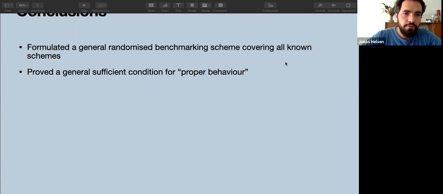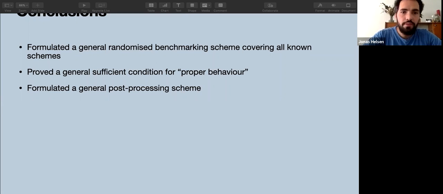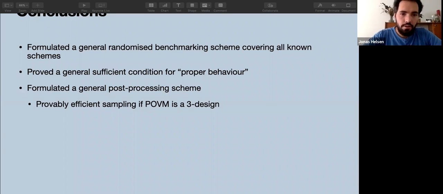We proved a general sufficient condition for proper behavior, namely that it goes as a linear combination of exponentials. We've also argued that if you don't assume this, but assume something weaker, then it doesn't work. And then we formulated a general post-processing scheme that allows you to pick out these single exponentials, which is efficient if the POVM that you start with is a 3-design.